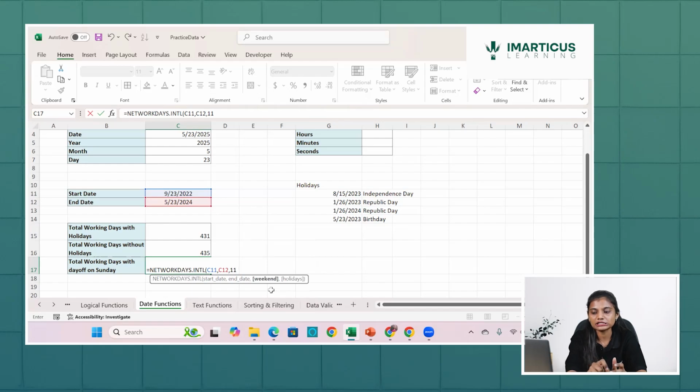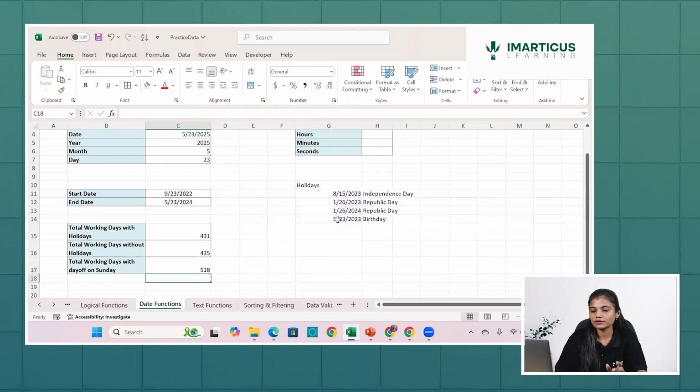So the weekend is only Sunday for me. The leaves are only on Sundays. So Saturdays are also working days for me. Now, holidays. Obviously, I took these holidays. This is also not mandatory, so I can exclude it. But I have 4 holidays in my bucket. So it's there and you can see the result is obviously greater than before, because Saturdays, which were not counted earlier, have now been counted. Why? Because I was an employee in that organization where I was working on Saturdays as well.